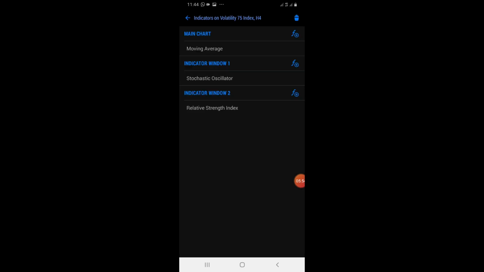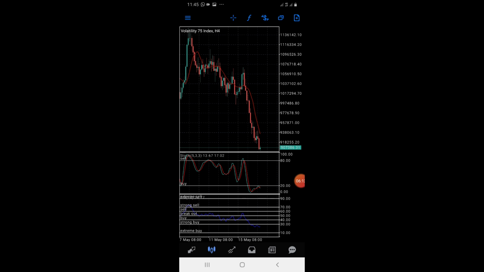Can you see now I have indicator window 1 and indicator window 2. So I made a mistake of clicking on indicator window 1, so everything would fall under indicator window 1 instead of clicking the main chart, so that it creates a second indicator window, which is indicator window 2, just like this. Okay, so now we are done with setting up the indicators.